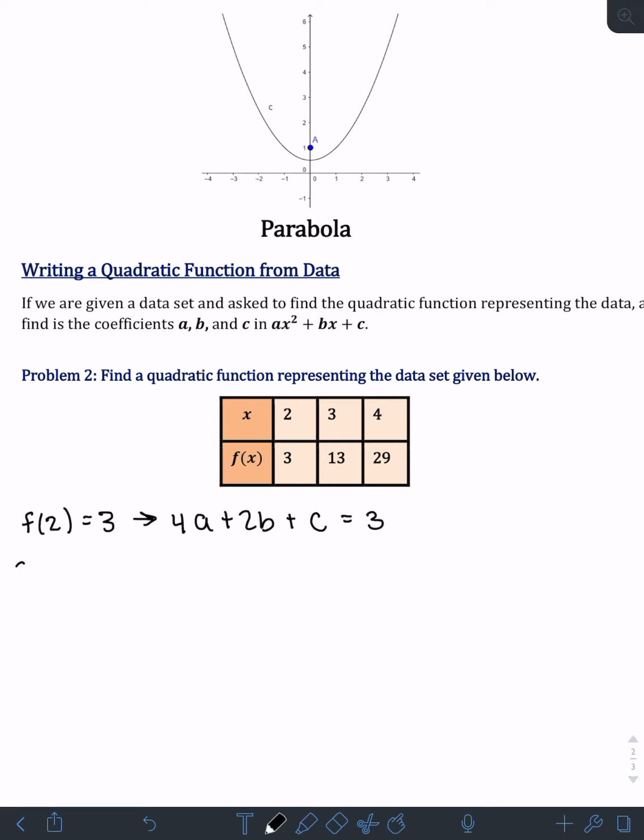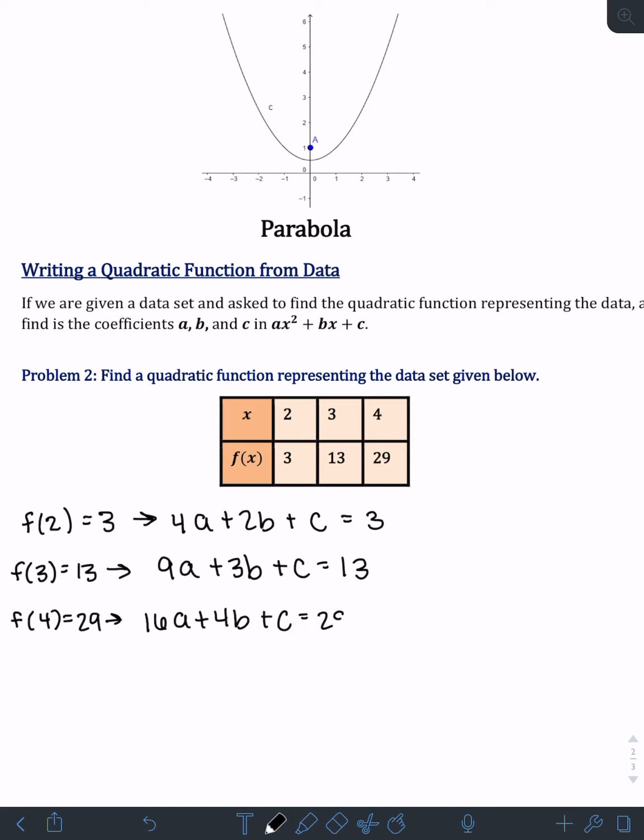And then f of 3 equals 13. So 9a plus 3b plus c equals 13. And then f of 4 equals 29. So then I have 16a plus 4b plus c equals 29.